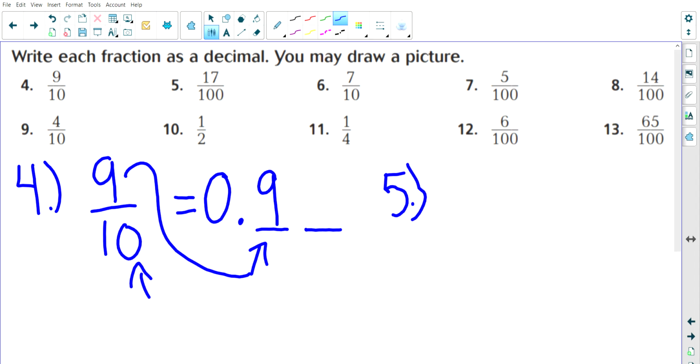All right, number 5. I have 17. Sorry, the smartboard is a little wonky in that spot. Let me get that number somewhere else. Okay, number 5. I have 17 hundredths. I need to write that as a decimal. First of all, I ask myself, do I have any holes? No, I do not. Write a 0 there.